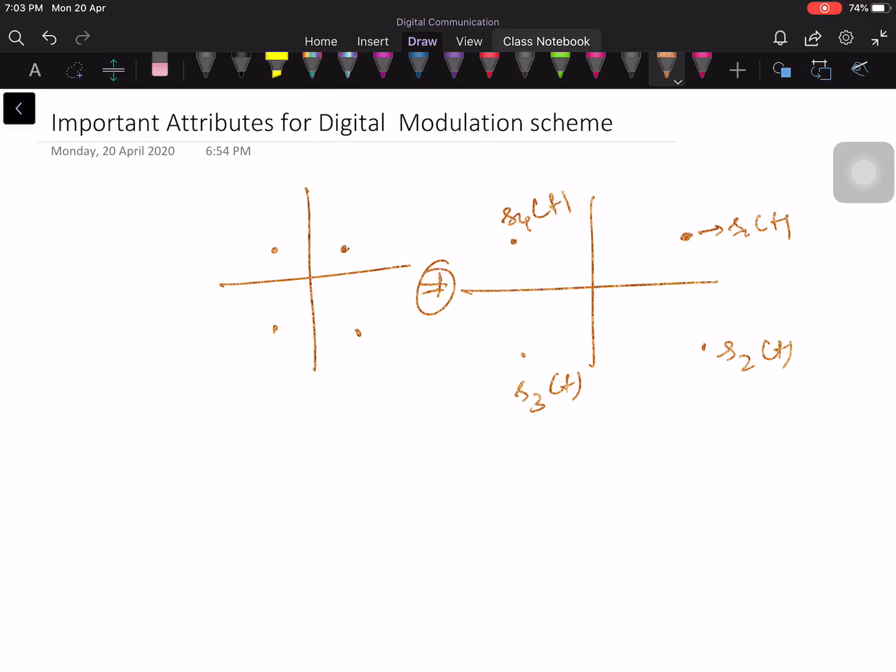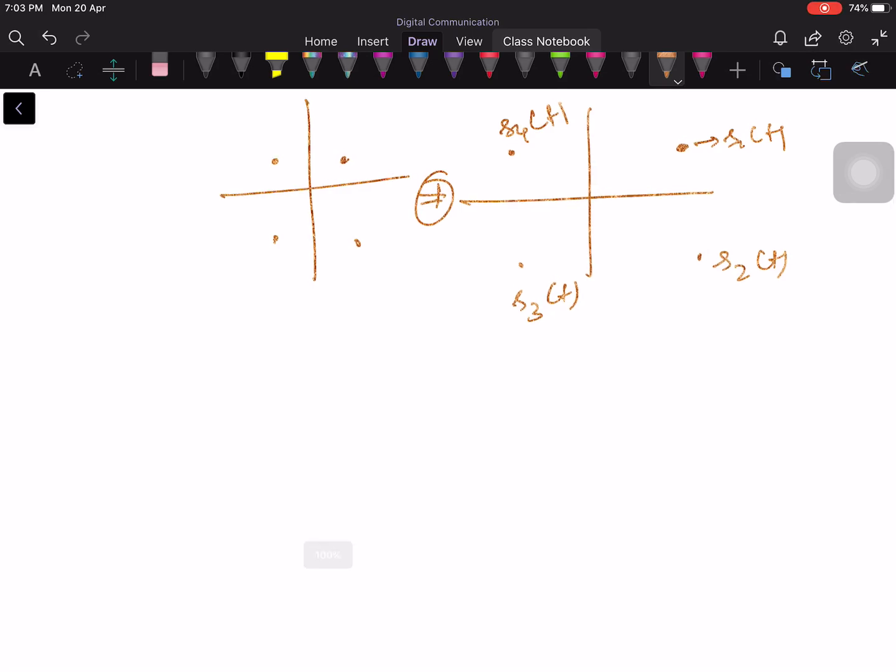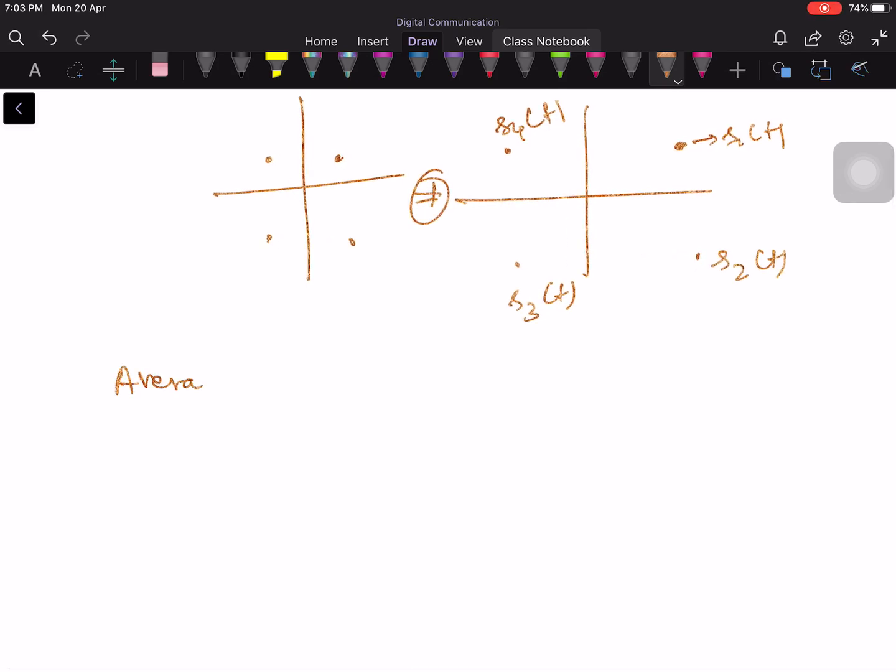So what I'm planning is, let me first list out these parameters one by one, what the parameters are about, and later how these parameters will help us judge whether our system is good or bad. The very first parameter is the average energy per symbol of a signal constellation, of a given signal constellation.